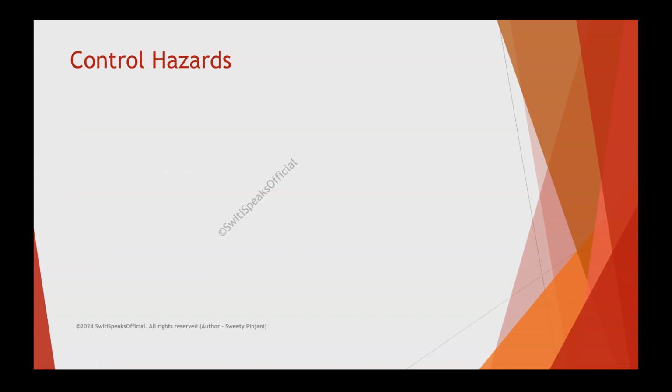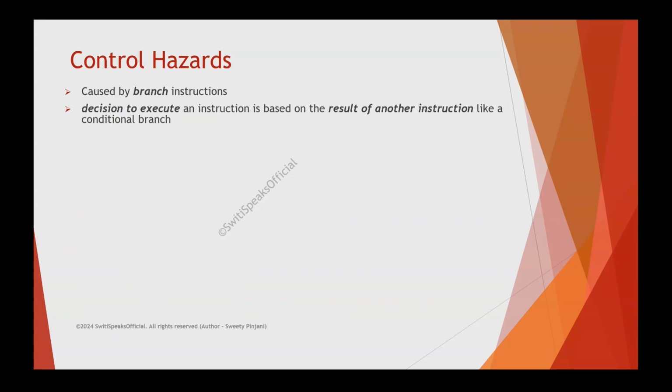Let's see control hazards. We already said control hazards are caused by branch instruction. What happens is the decision to execute an instruction is based on the result of another instruction, like a conditional branch. Let's see an example. This pointer, 200, is the program counter value, and here you have the first instruction, which is add. The second instruction is jump. The program counter is 201.